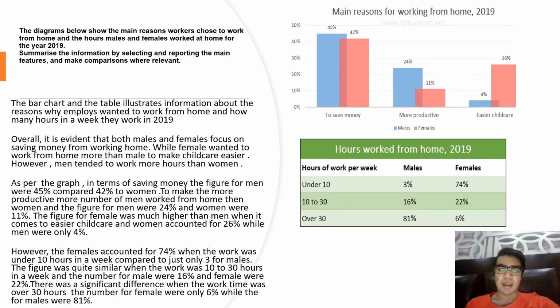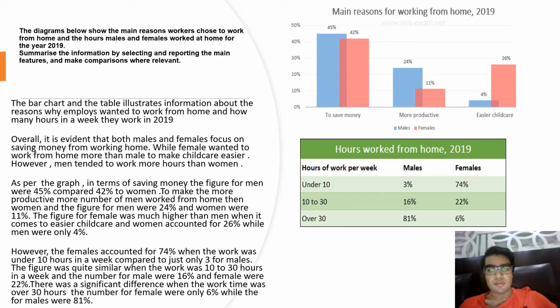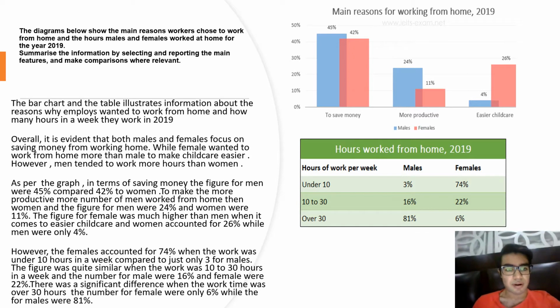Remember, I told you there are four paragraphs. There's an introduction, there's an overview, and then there's a third and fourth paragraph where you go into figures and stats. So let's begin with the introduction first. So in the introduction, Rahat wrote that the bar chart and the table illustrates information about the reasons why employees wanted to work from home and how many hours in the week they work in 2019.